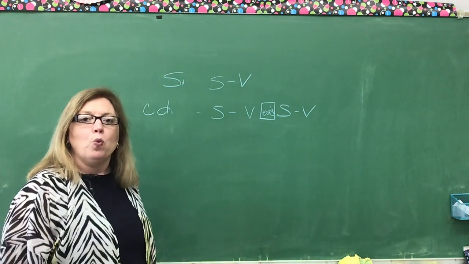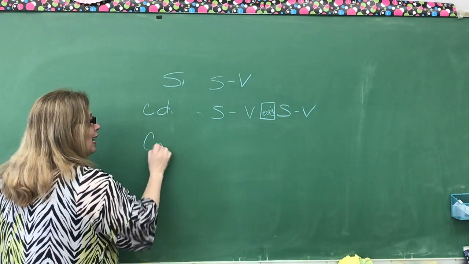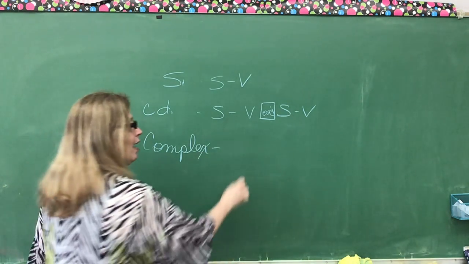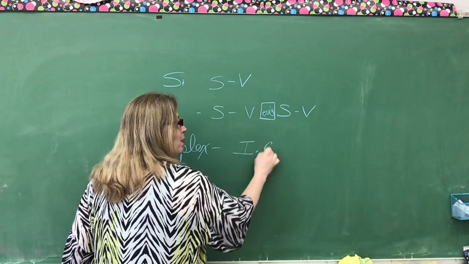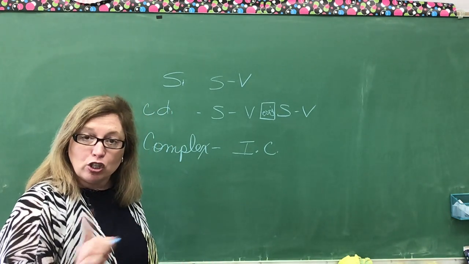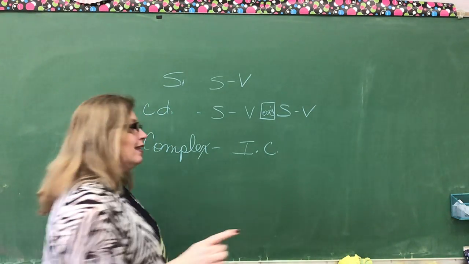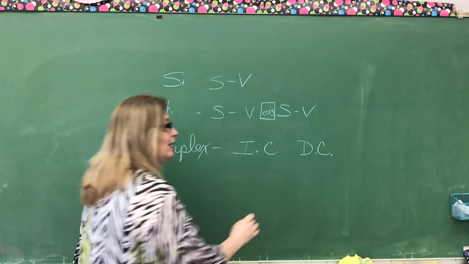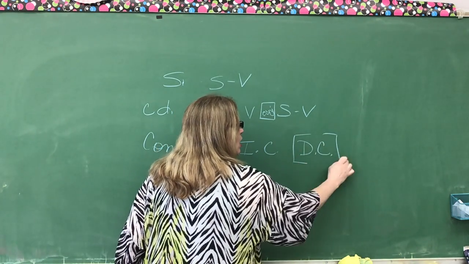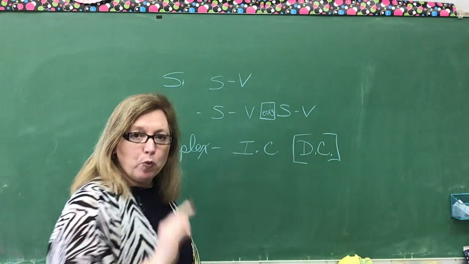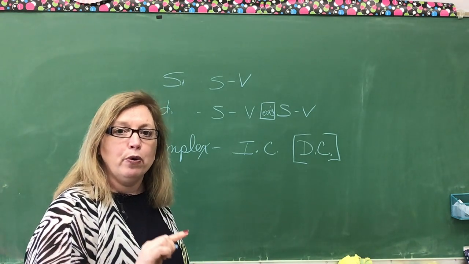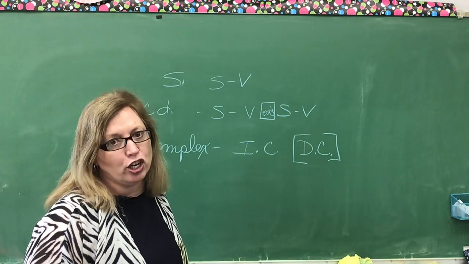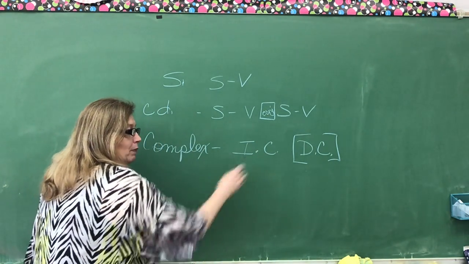Simple sentence. What if you have a complex sentence? How do I get a complex sentence? I have to have one independent clause, which is going to be what? A subject and a verb. Then I'm going to have a dependent clause. This dependent clause is going to begin with a relative pronoun: whose, who, whom, which, that, or it's going to begin with a subordinating conjunction, okay? This is going to be complex.